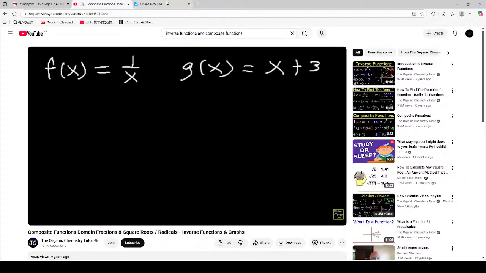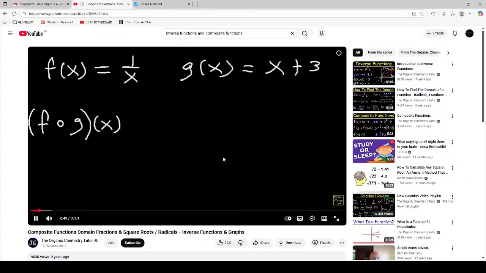Let's say f of x is equal to 1 over x, and g of x is equal to x plus 3. How can we find the composite function f of g of x? A composite function occurs when you have one function inside of another. So notice that f is written first on the left. So f is the outside part.